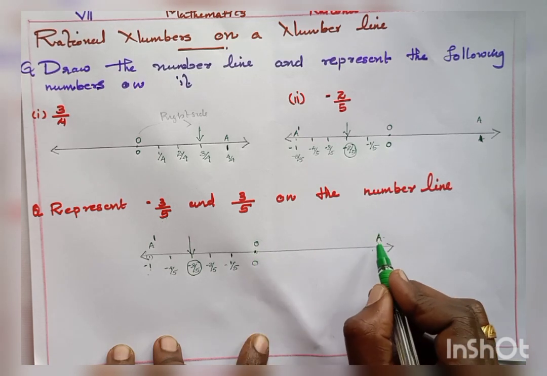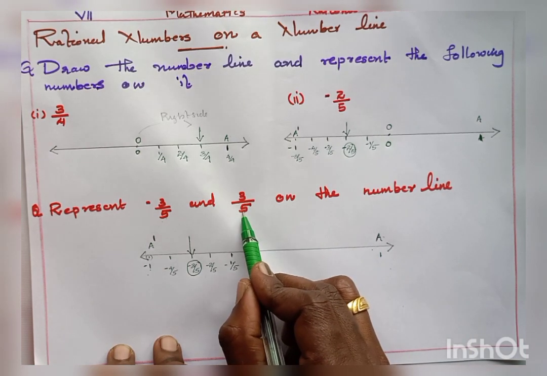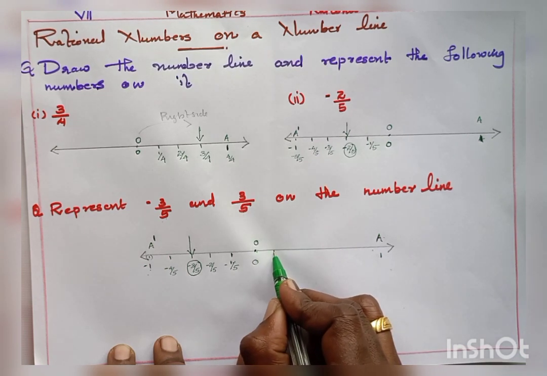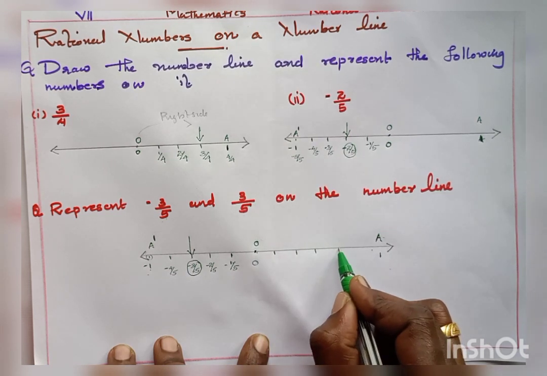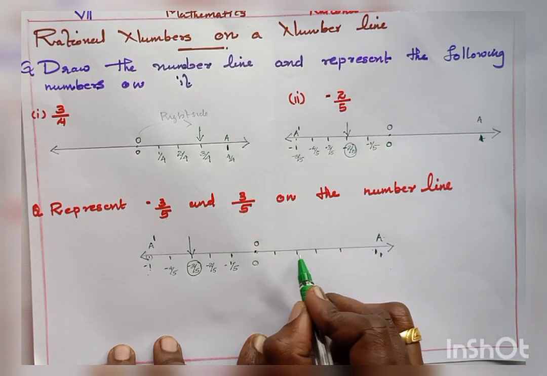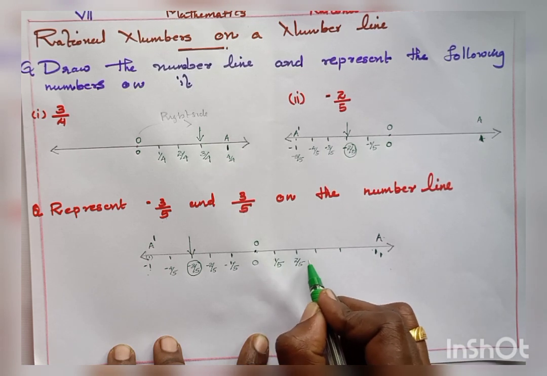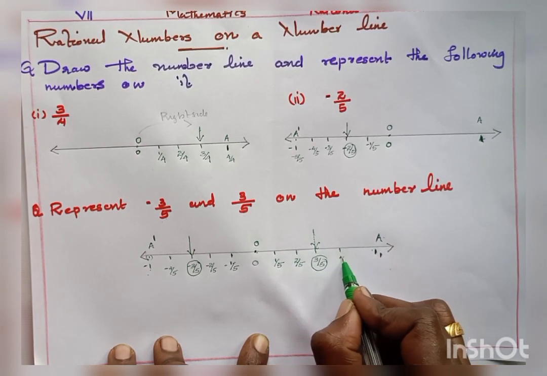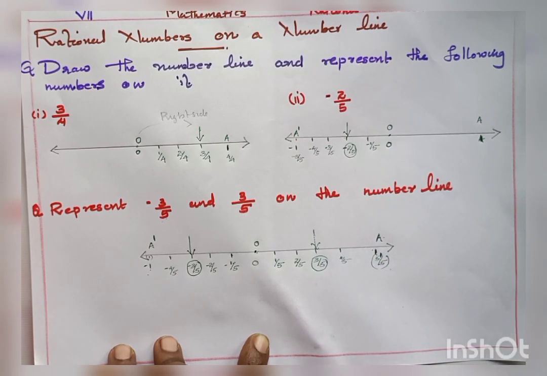Then the positive side. On the positive side, O to A is 1 unit distance. Here the denominator is 5, so to represent 3 by 5, this 1 unit is divided into 5 equal parts. First, second, third, fourth and fifth equal part. The fifth is 1. This is the first part, 1 by 5. This is 2 by 5. This is 3 by 5. This is 4 by 5. This is 5 by 5, and 5 by 5 is equal to 1. Okay, understood all of you?